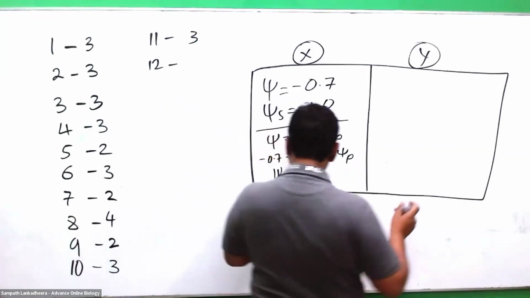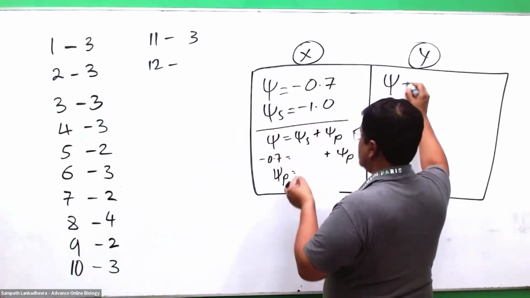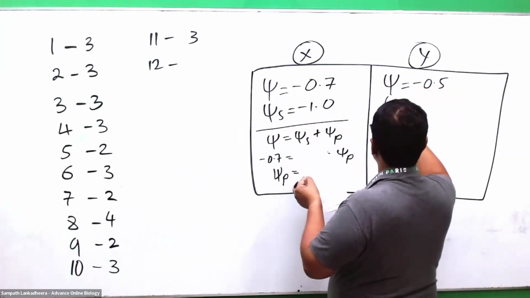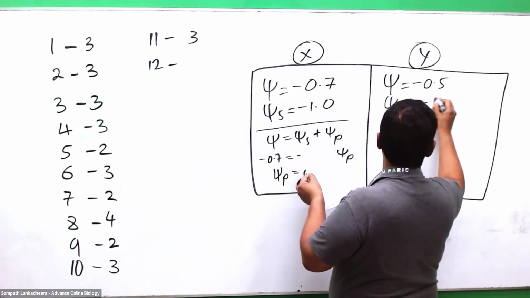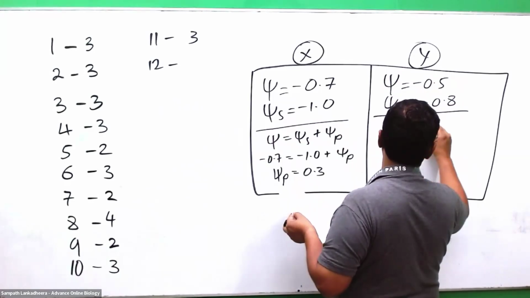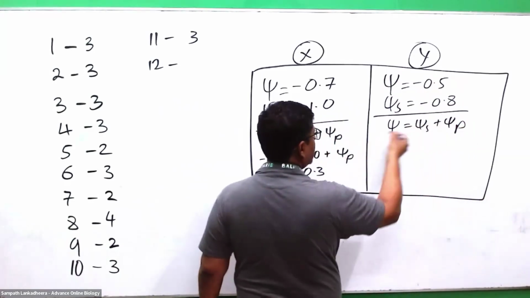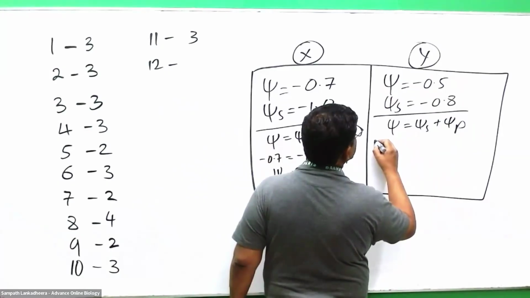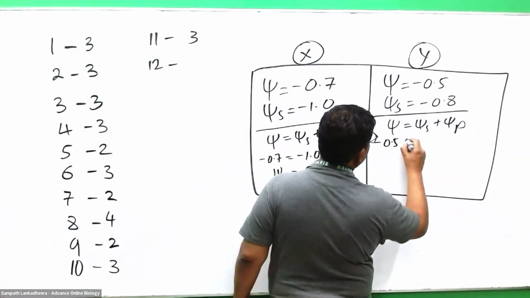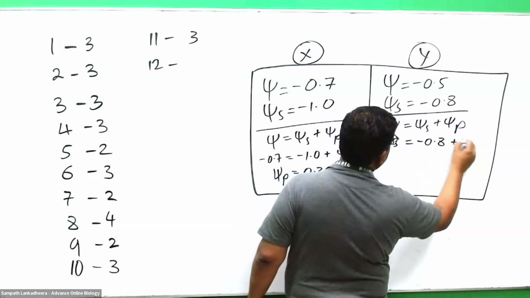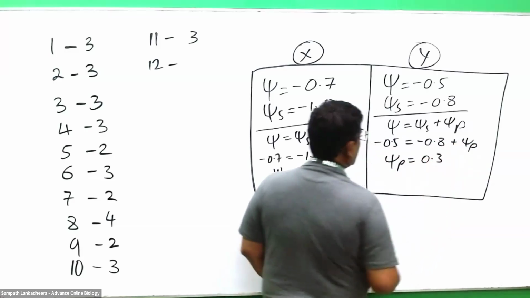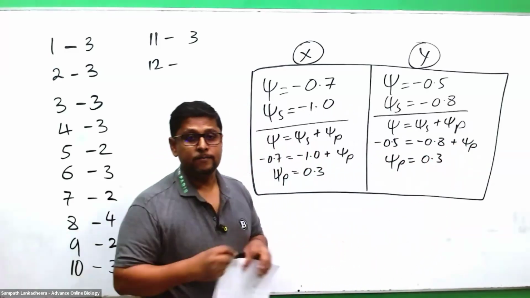And then cell Y, psi is equal to minus 0.5 megapascal. Psi S is equal to minus 0.8 megapascal. So psi equals psi S plus psi P, and you can find the pressure potential once again. Minus 0.5 equals minus 0.8 plus psi P. So psi P is 0.3, the same value once again.